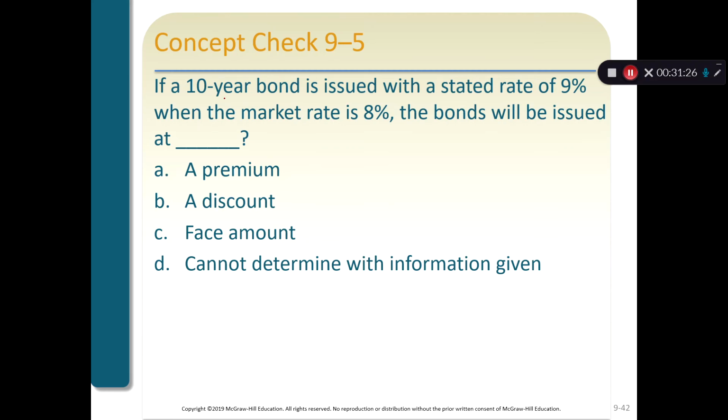Let's see, for a 10-year bond issued with a stated rate of 9%, when the market rate is 8%, the bond will be issued at, of course, a premium, right? Because the stated rate is higher than the market rate, hence the bond is issued at a premium.